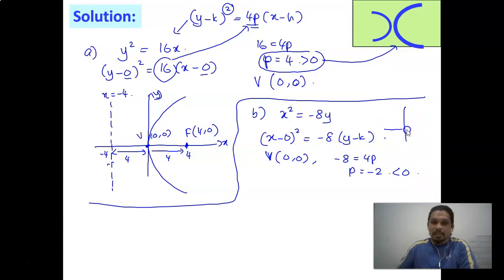Class, we recall the example of the parabola facing open upward or open downward. This is for p greater than 0, and this is for p less than 0. Here p equal to negative 2, less than 0. So this is our graph. From the information we have, the vertex is 0, 0 and p is negative 2.